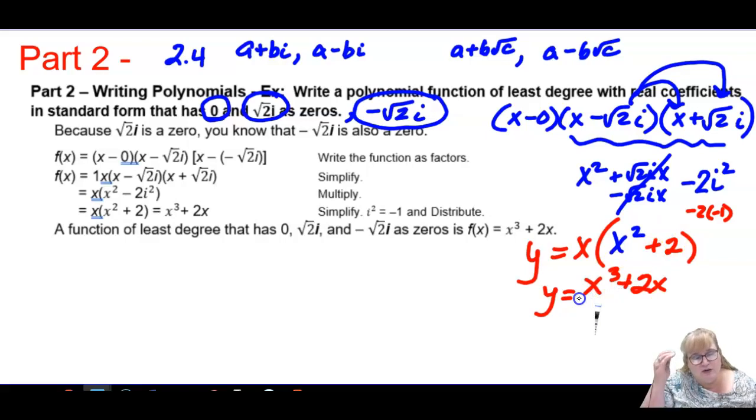But sometimes at the end, you're going to get really messy answers, and we don't want to FOIL forever. So as long as you don't have any radicals or imaginary numbers left, I'm going to tell you you can leave it in factored form. All right.